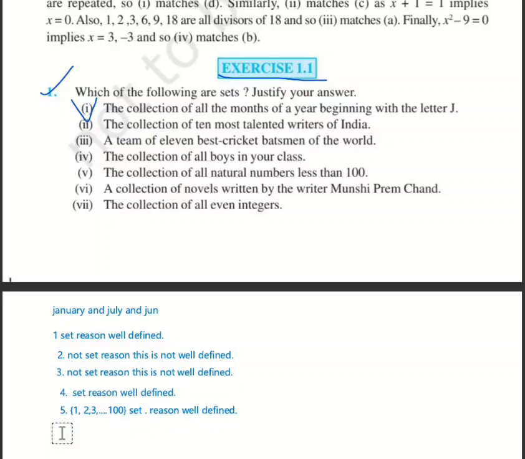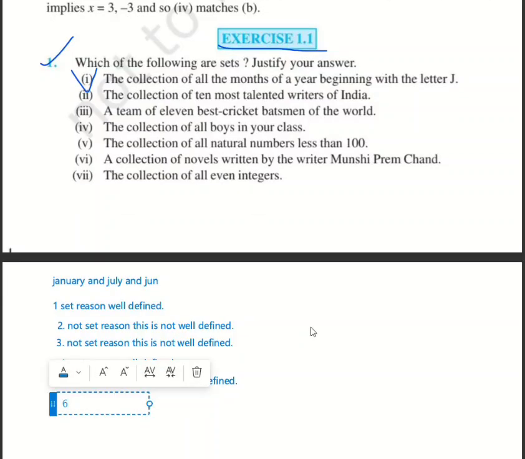Come to 6, a collection of novels written by the writer Munshi Premchand. It is specified as the collection of all novels written by Munshi Premchand. So this is a set. Why? Because it is specified: the collection of all novels written by Munshi Premchand.